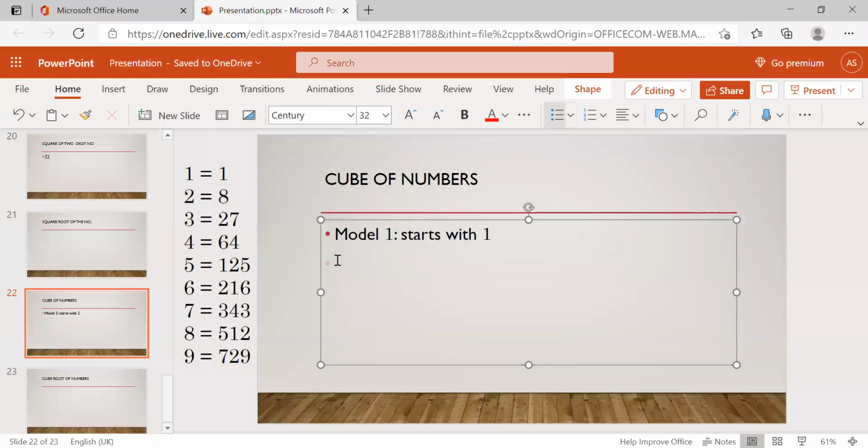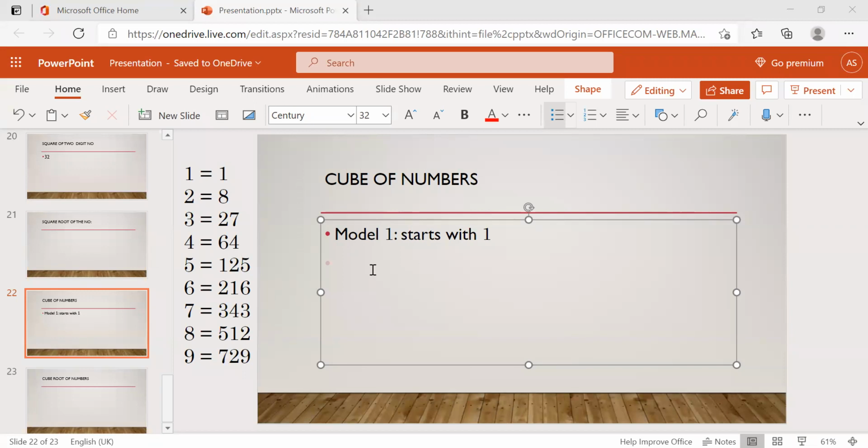I have less time. I need to cover cube numbers and cube roots also. So I'll teach a little bit faster, but listen carefully. First of all, you need to know these numbers: 1 cube, 2 cube, 3 cube, up to 9 cube. Is it clear? You have to learn them by heart, however you remember. You need to know at least 1 to 9.